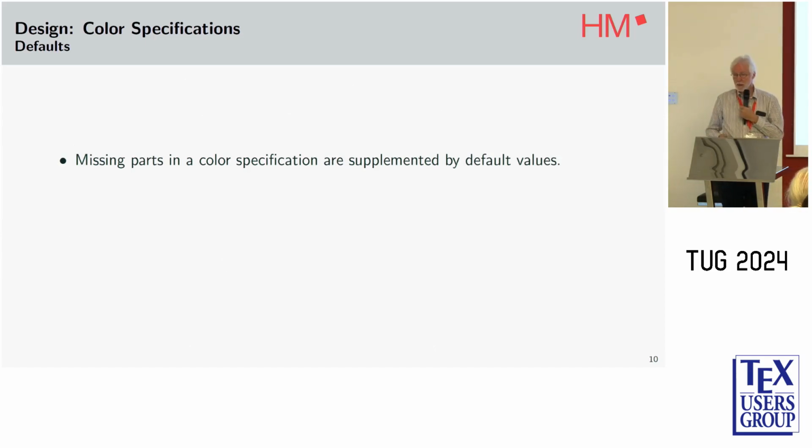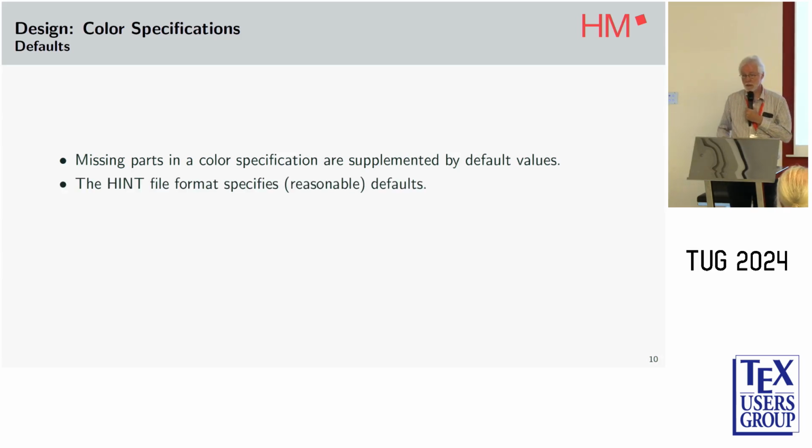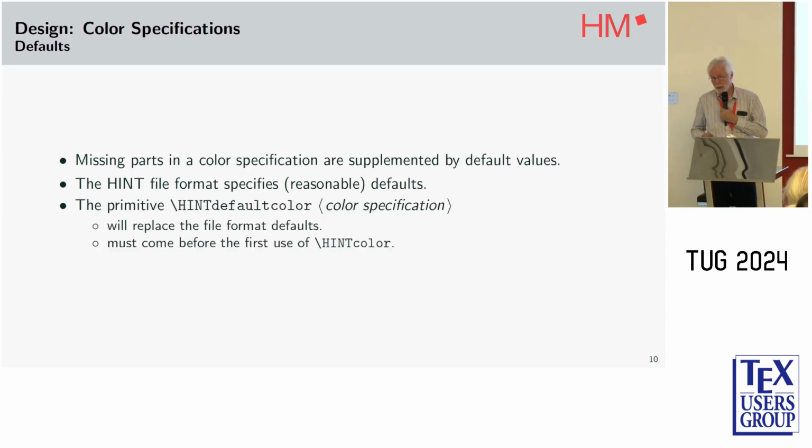Yeah, for missing parts, you get default values, and there are reasonable defaults for the file format. So if you don't specify any, if the renderer doesn't find anything in the file, there are file format defaults, and you can change these defaults using a primitive.